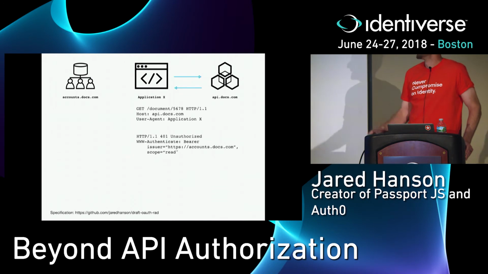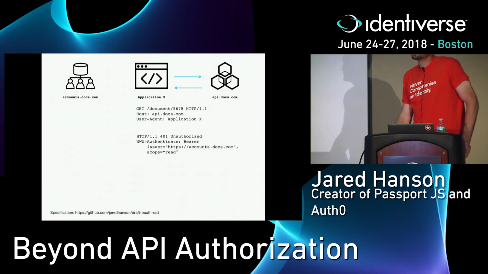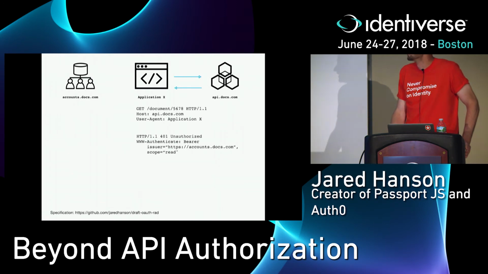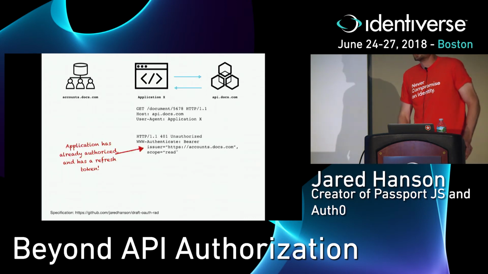The issuer of accounts.docs.com has been seen before by Alice's application. Alice is logged into this authorization server when she's writing her own documents. When Alice logged in previously, she was issued a refresh token in the OAuth protocol that allows her to request access tokens without user interaction.